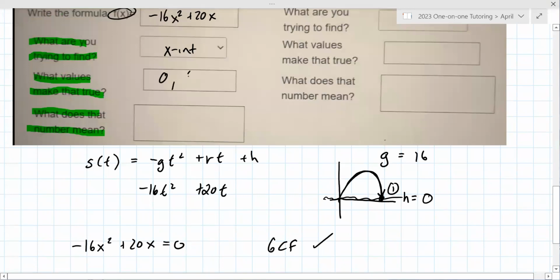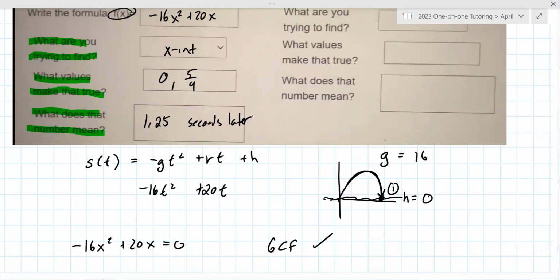Now, again, it's kind of written weird. So it says what values make it true? It's both of them, but it's the 5/4. It's the 1.25 seconds later. And there's some reasonableness to that. I don't think a dolphin's spending a ton of time out of the water.